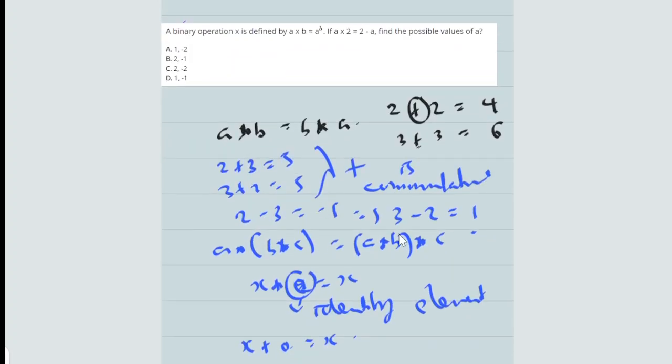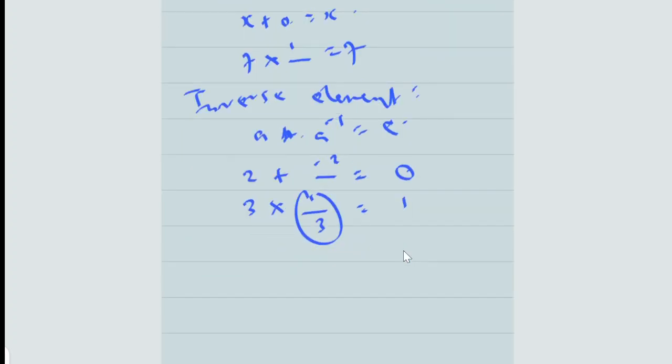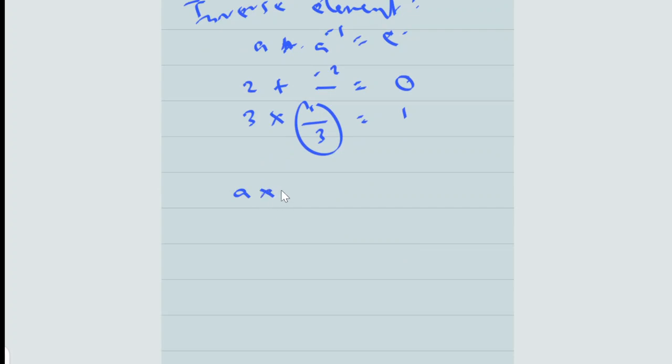So the question says the binary operation is defined by A multiplied by B is equal to A raised to power B. Let me write it. A times B is equal to A raised to power B. You have to understand the laws of the operation. What this is saying is that A multiplied by B is indeed a binary operation, because you are operating between two elements. I hope you understand now. So the rule is that you take the first element raised to the power of the second element. I hope you understand now. So it means if I have 3 times 2 here, it is not 6, but what?